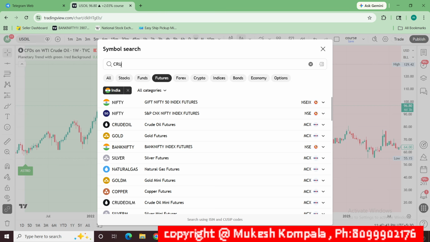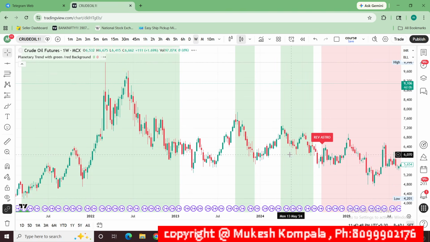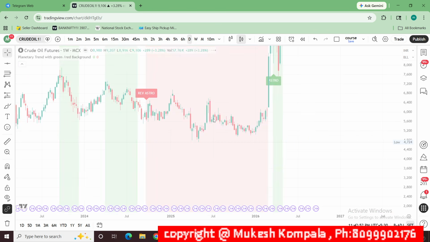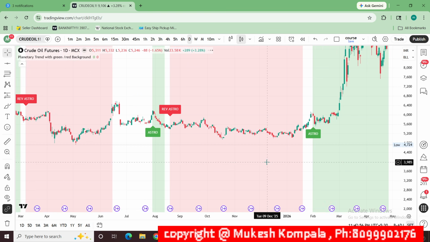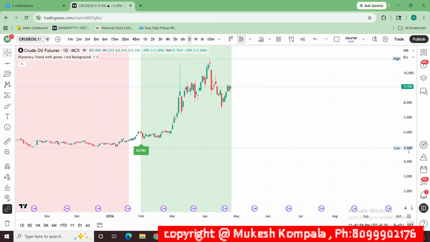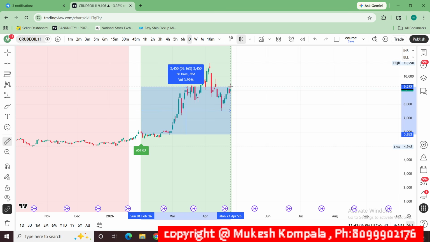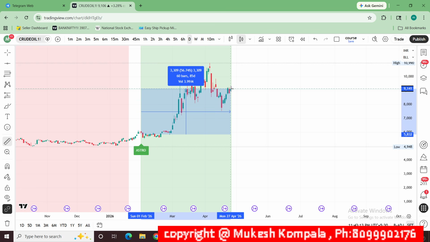Yes, this is showing crude oil futures. See this. In MCX, this is the thing. Still we are in a big profit. Even if you take the high, it was 87%, but still running at 56% to 58% profit.